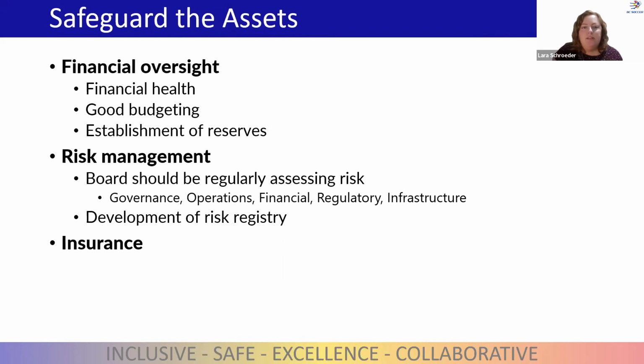Next, boards must safeguard the assets of the organization. This most importantly includes financial oversight. Boards should ensure that their organization is in good financial health, has a realistic budget, and has established reserves to draw on if there are periods of financial hardship. So I'm sure I'm preaching to the choir here. After 20 months of the pandemic, I know that many sport organizations have been impacted negatively.